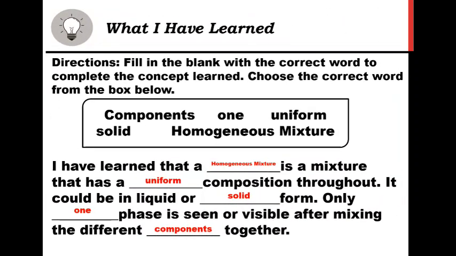So the answers are: I have learned that a homogeneous mixture is a mixture that has uniform composition throughout. It could be in liquid or solid form. Only one phase is seen or visible after mixing the different components together. So that is the concept about homogeneous mixture.